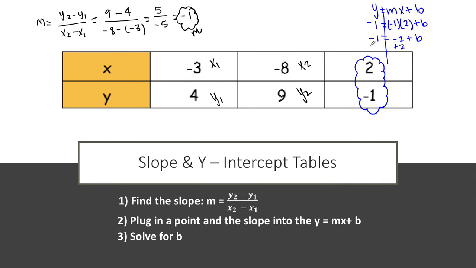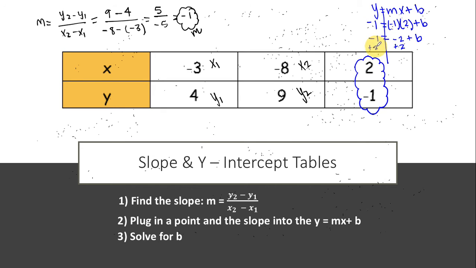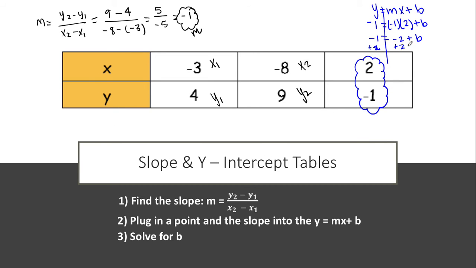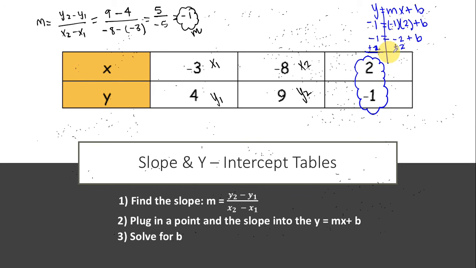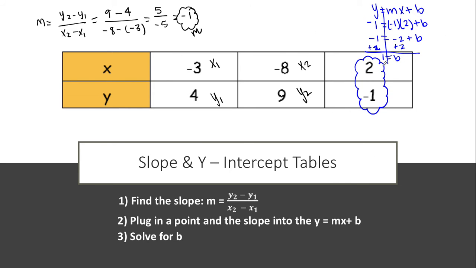Add 2. Why am I not dividing? Think about that question, don't just listen to me talk. Because this is not multiplied to b. They're separated, so I do not need to divide. So I add 2 to both sides. Negative 1 plus 2 is 1. 1 equals b. There's my y-intercept. So I have my slope, I have my y-intercept, and my equation would be y equals negative 1x plus 1.